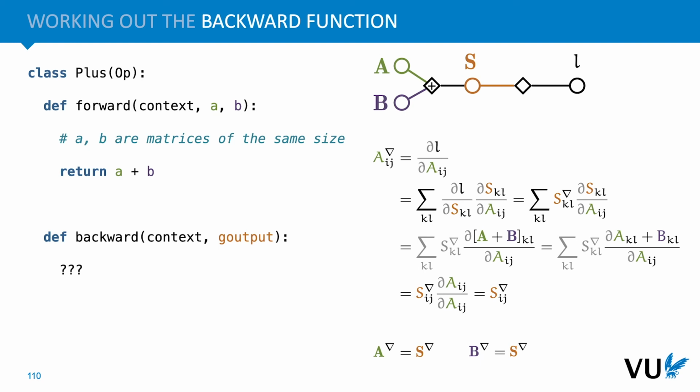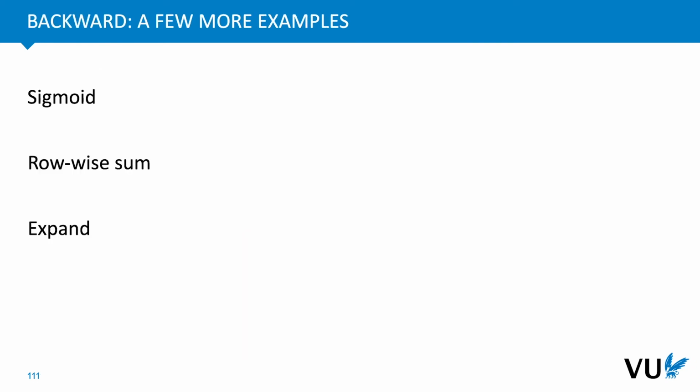So now the question, how do we implement this in a backward function? We are given S nabla, which is here called G output, the gradient for the output. So we can simply return that value that we are given, first for A and then the same for B. We have two outputs for the backward function because the forward function had two inputs. Now, since there are some subtleties in the definition of the backward functions, we'll look at 3 more examples.